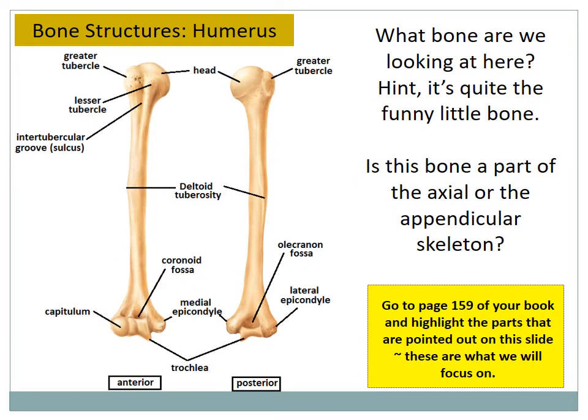So the first thing that we're going to be taking a look at are these bones over here to the left. One is shown anteriorly, the other is shown posteriorly. So we're seeing the front and the back of this bone. So what bone are we looking at here? Yeah, this is the humerus.